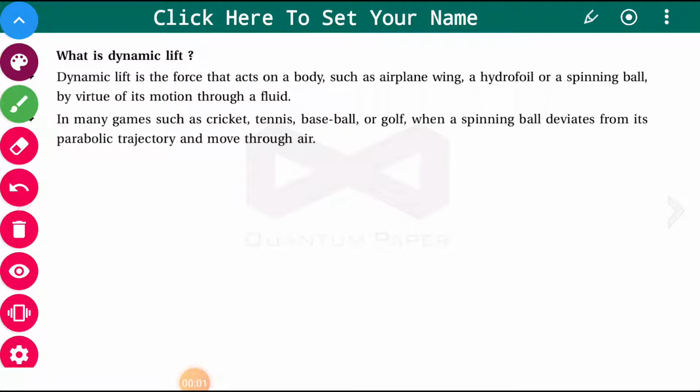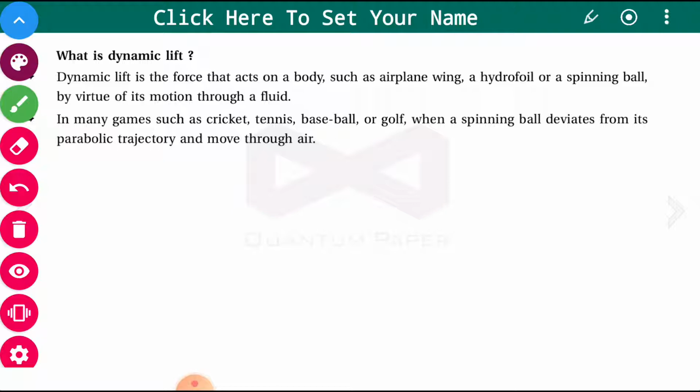Dynamic lift. Dynamic lift is the force that acts on a body, such as an airplane wing, a hydrofoil, or a spinning ball, by virtue of its motion through the fluid. Because of the motion of the body in the fluid, the dynamic lift, or we can say force, acts on the body. Why? When the body is moving in the fluid, what will happen? Some force is acting on this body because of its motion through the fluid, and this dynamic lift is the force that is acting on this kind of body.